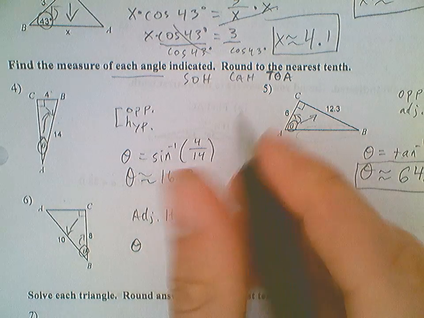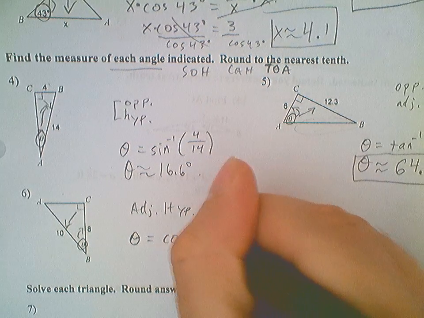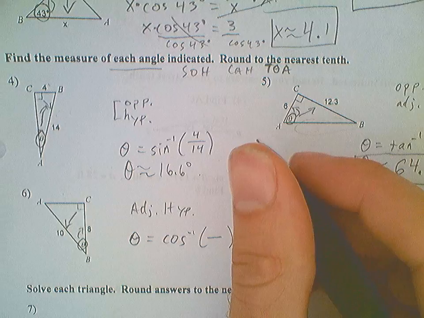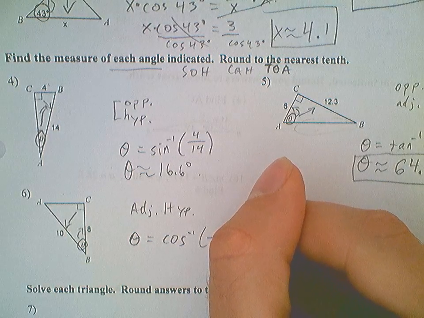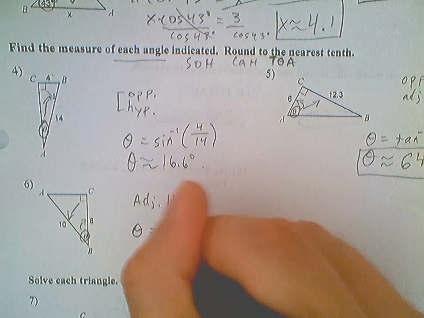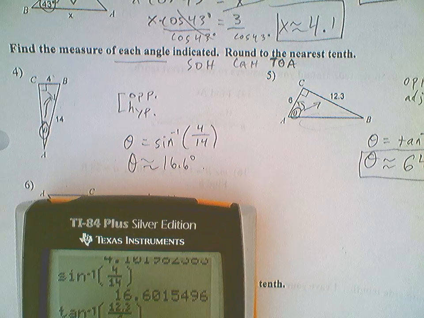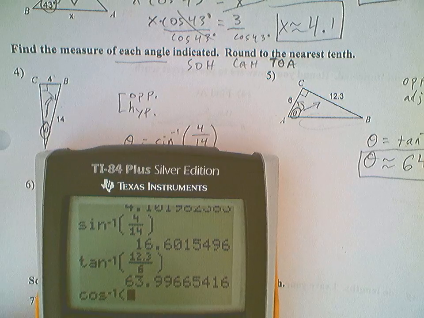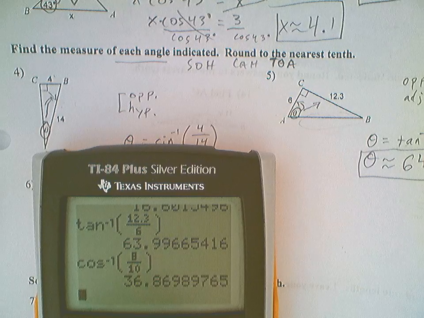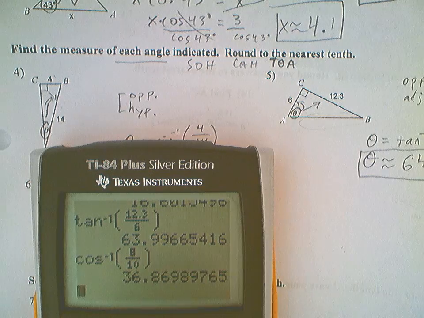But since I need to know the angle, and I already know the two sides, I need to use the inverse cosine. So I'm going to plug the ratio adjacent over hypotenuse into the inverse cosine function. So adjacent in this case is 8, the hypotenuse is 10. So the inverse cosine of 8 over 10 will tell me what that angle has to be. 8 over 10. So it looks like we've got 36.9 degrees if I'm rounding to the nearest tenth.